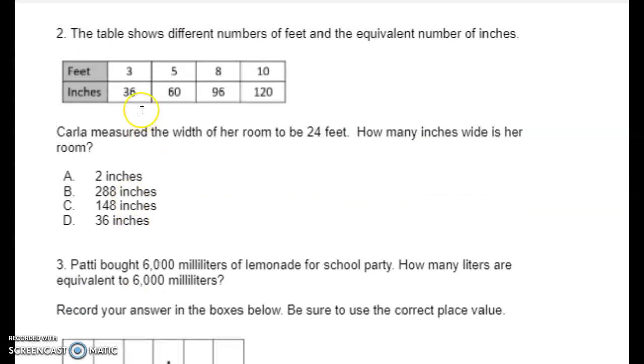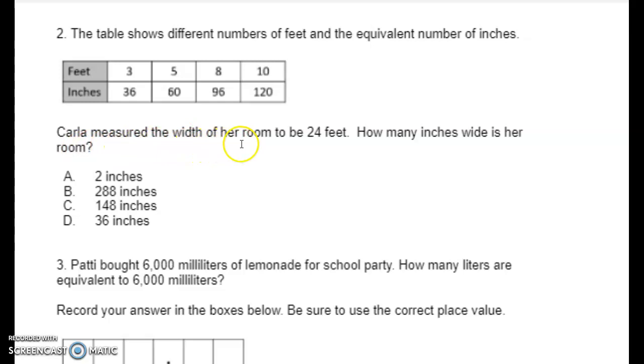Number 2. The table shows different numbers of feet and the equivalent number of inches. So for feet, 3 feet is equivalent to 36 inches. 5 feet is equivalent to 60 inches. 8 feet is equivalent to 96 inches. And 10 feet is equivalent to 120 inches.